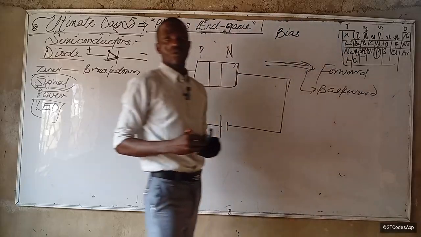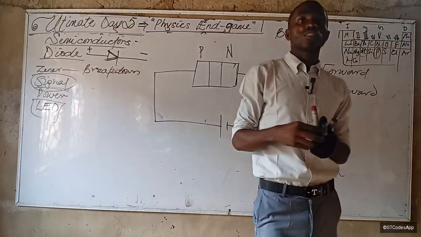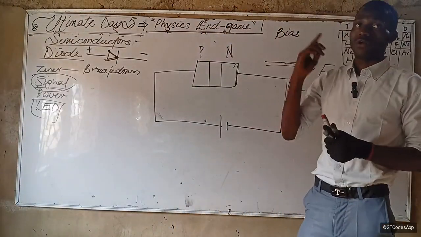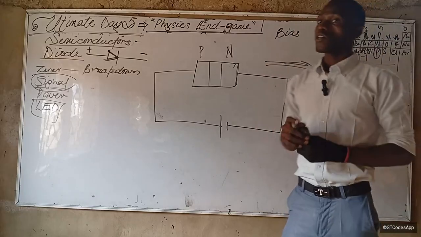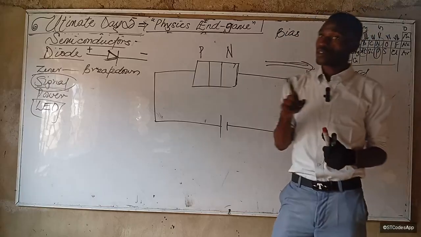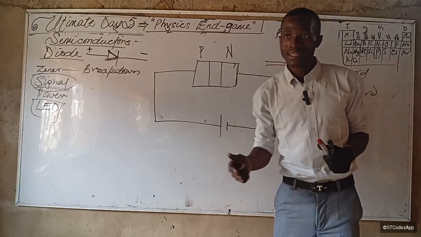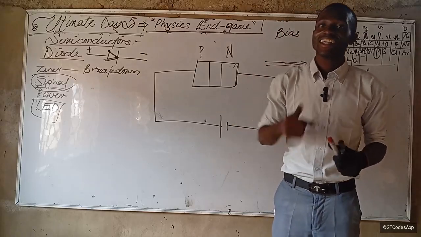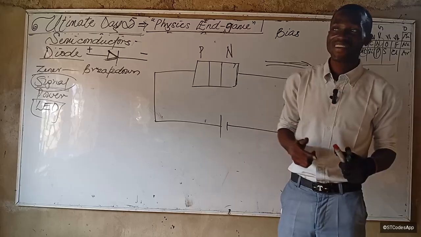Okay. So in what direction does a diode allow electrons to flow? Is it forward bias or backward bias? The forward bias. So electron current only flows through the diode in the forward bias. Current flows in the diode only in the forward bias.